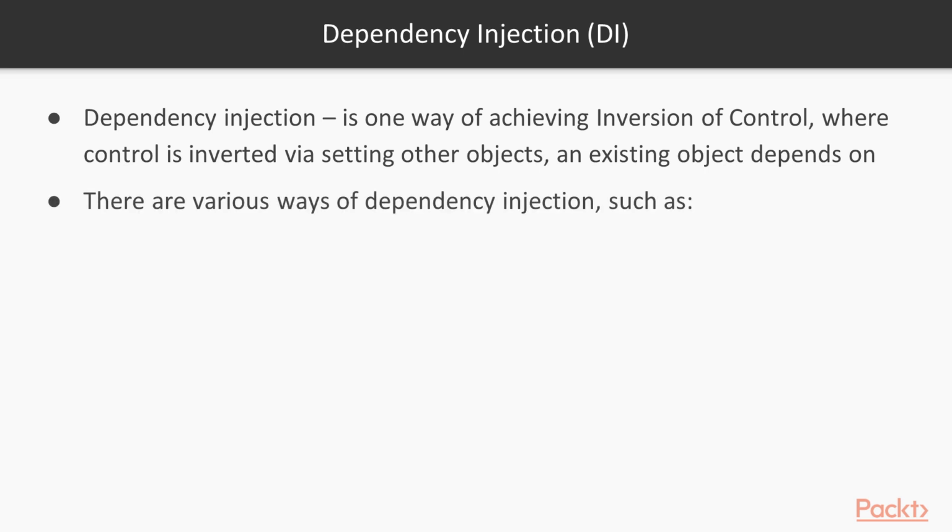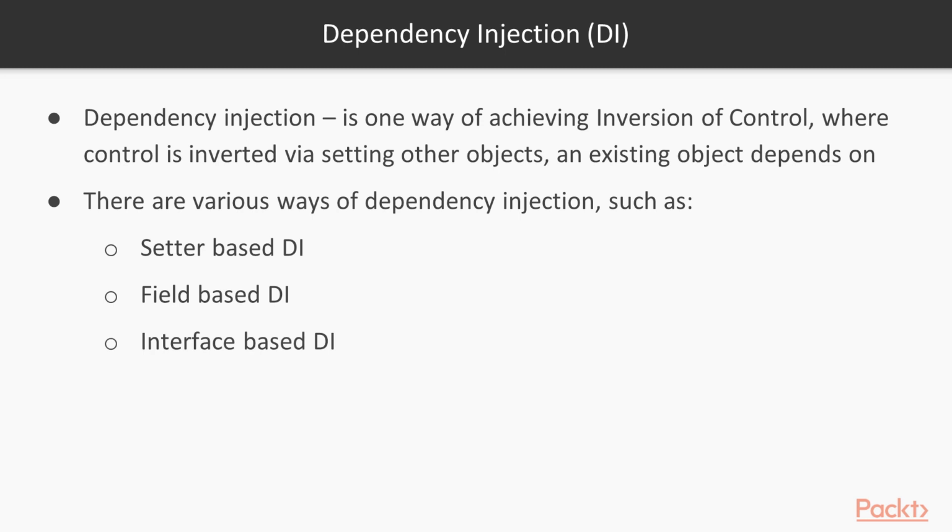There are various ways of achieving dependency injection, such as setter-based dependency injection, field-based dependency injection, interface dependency injection, and constructor-based dependency injection. And in the upcoming sections, we're going to learn in detail what dependency injection is and how to do it. For now, just leave it at that. And let's finish up with a quick example of inversion of control.